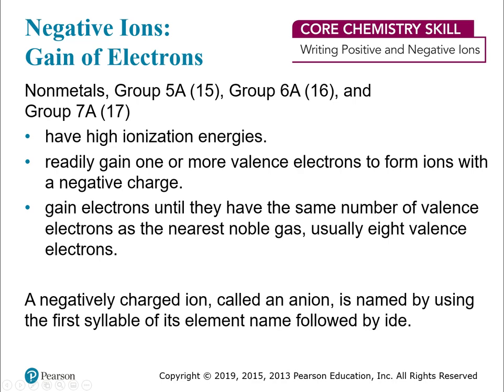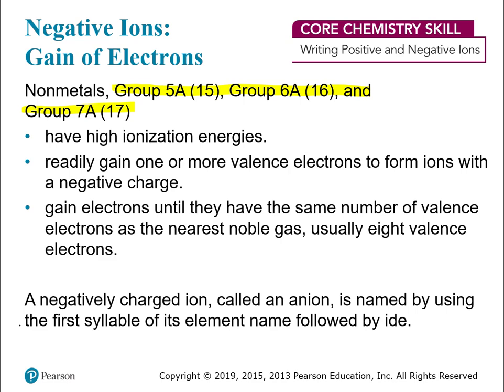Let's talk about the negative ions. Negative ions are formed by nonmetals. We're talking about groups 5A, 6A, and 7A. These guys have high ionization energies. They don't want to give up their electrons. And to make them do so, it's going to be a big fight.